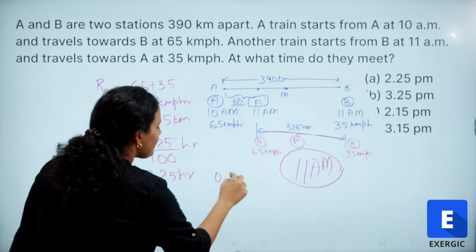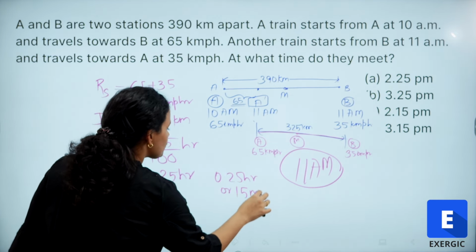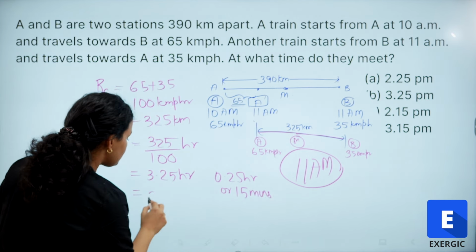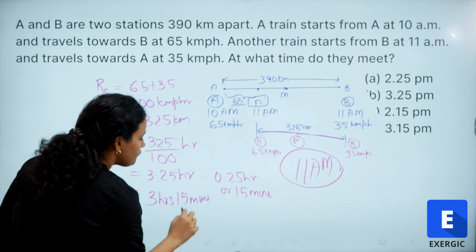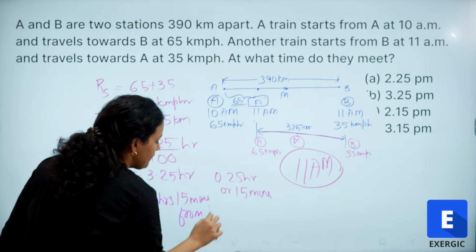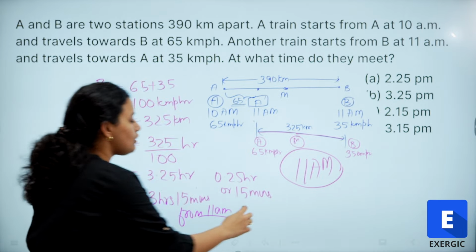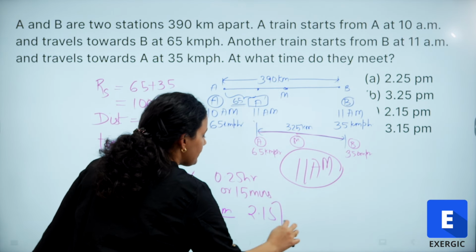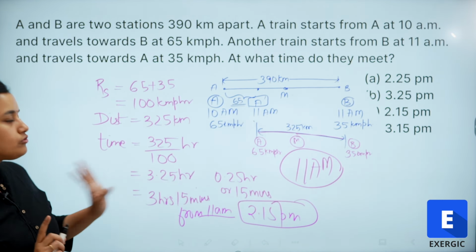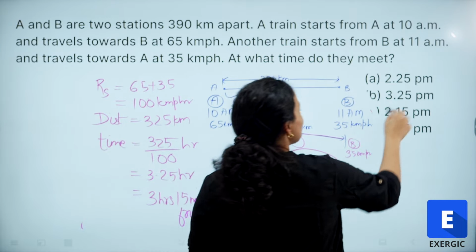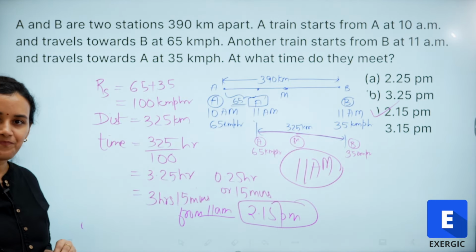So 0.25 hours, basically quarter of an hour, or 15 minutes. So basically I'm talking about 3 hours and 15 minutes, right? From 11 a.m. So 12, 1, 2, 2 hours and 15 minutes. So it is 2:15 p.m., not 2:25 p.m. So the answer is going to be 2:15, that is option number C, and not 2:25.